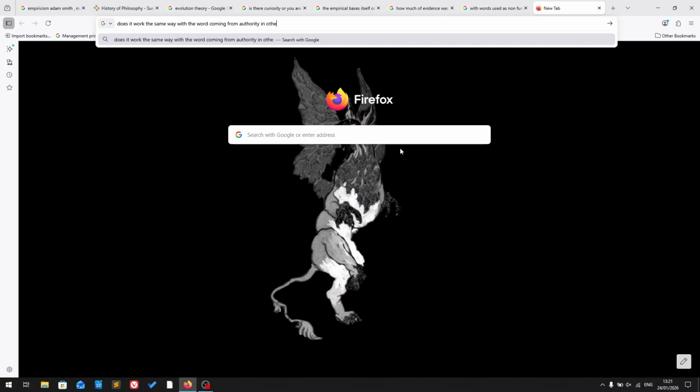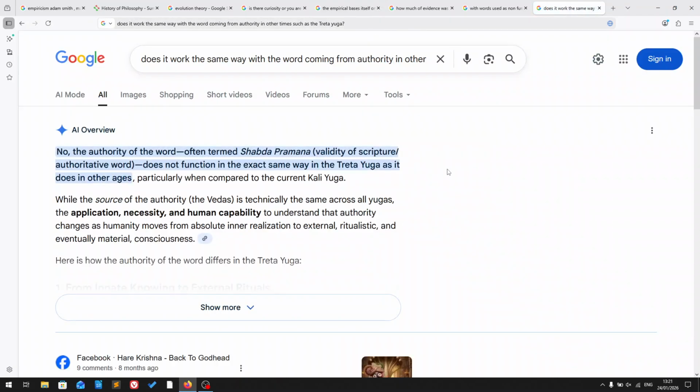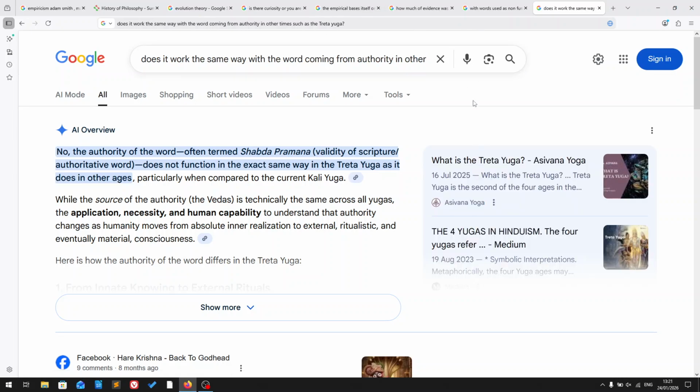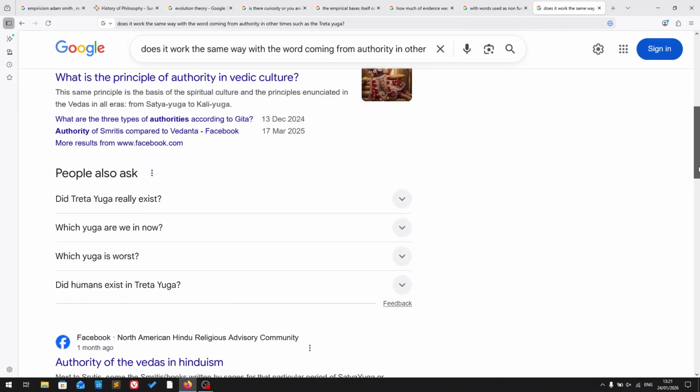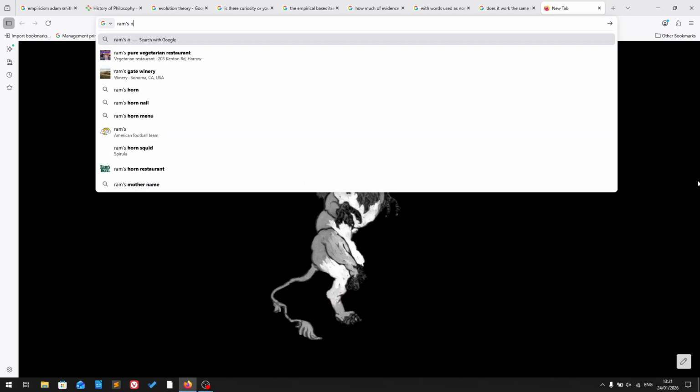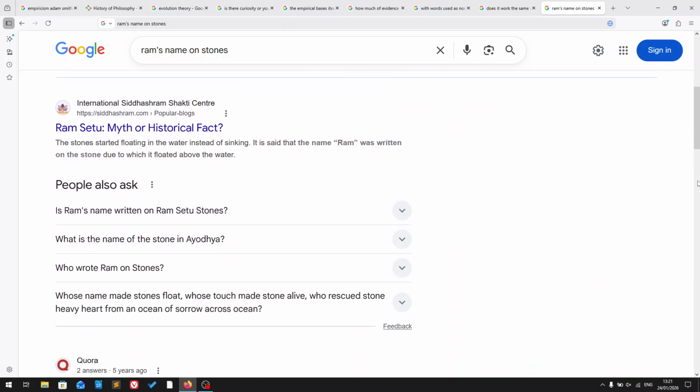in other times, such as the Treta Yuga? I could talk about other things. I'm talking about Treta Yuga. I will be criticized for things like, okay, why talk about this thing only? Why not talk about that other thing, and so on and so forth. So you know this Ram's name on stones, right? That's famous. Ram Setu. So Ram Setu, myth or historical fact.